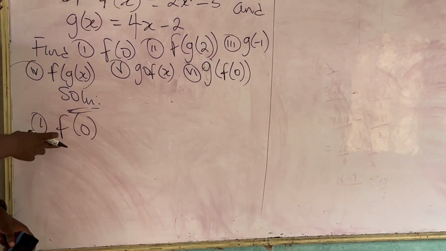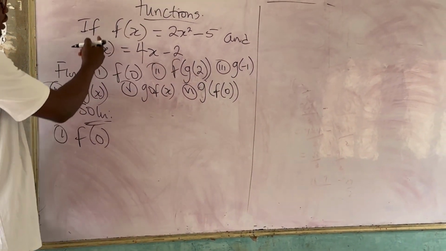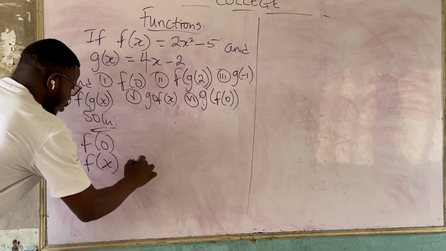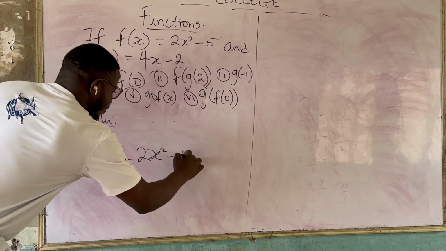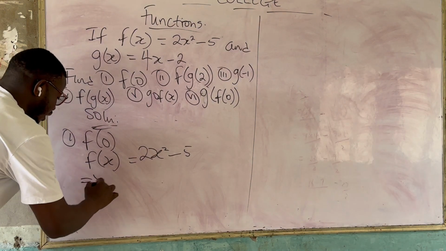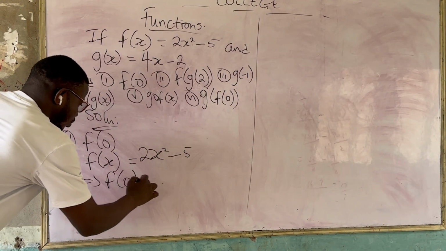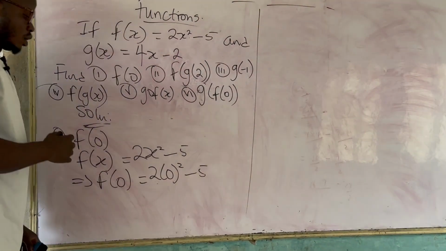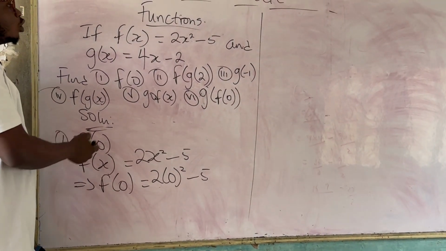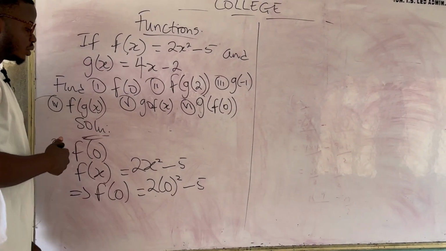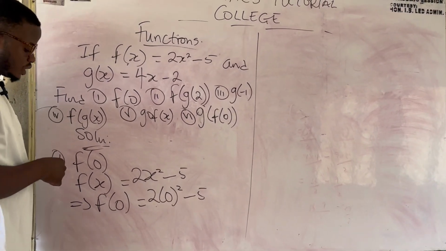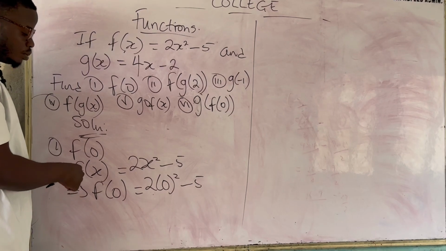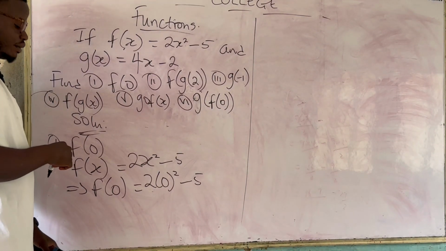So now to obtain f of 0, what I need to do here is go back to the question. From the question, the value of f of x has been given to be 2x squared minus 5. So this implies that f of 0 will be equal to 2 into 0 raised to 2 minus 5. Wherever we see x in f of x, we'll substitute 0.